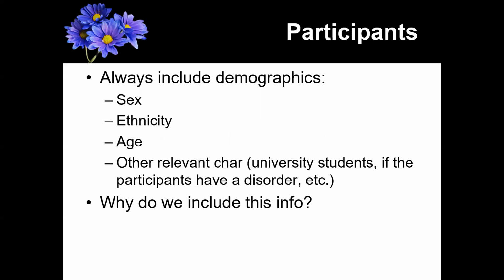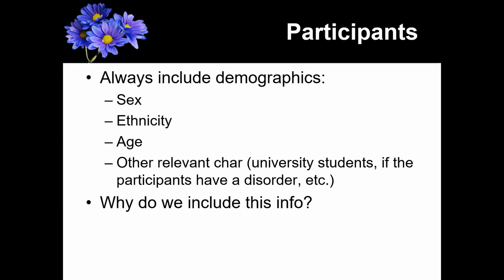So you should include sex, ethnicity, age, and any other relevant characteristics. Do they have, like we said, some sort of condition? Some sort of disorder? How did you qualify people for the study? So again, if I'm looking at those with depression, I'd want to list in my participant section that participants had to have this level of depression, however you measure depression. Okay.